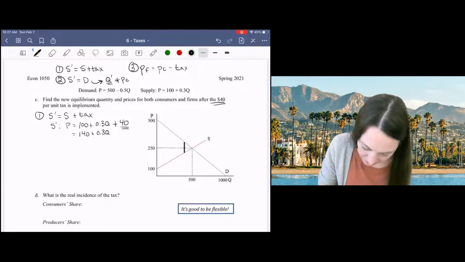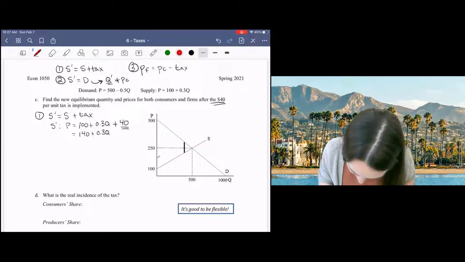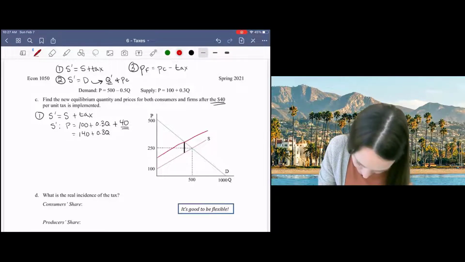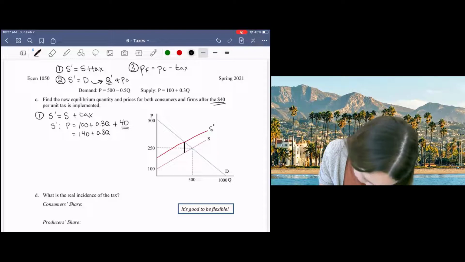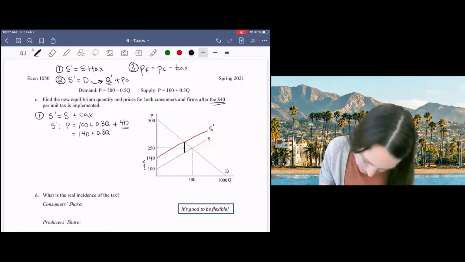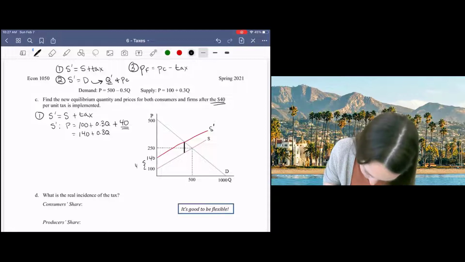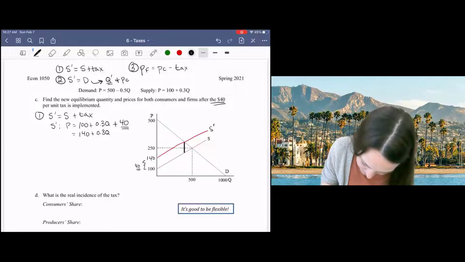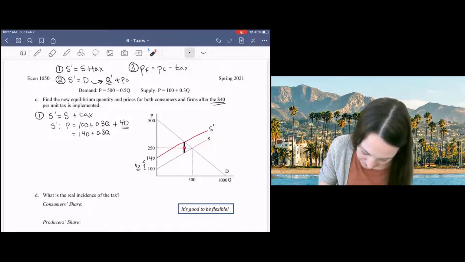And on the graph, you can see what we're doing here is just shifting the supply curve up by the amount of the tax. So the difference between these 2 lines at any point, that's the amount of the tax. That's $40, right? We've got our tax wedge here. They're parallel, or they're supposed to be parallel, and the difference at every point is $40.